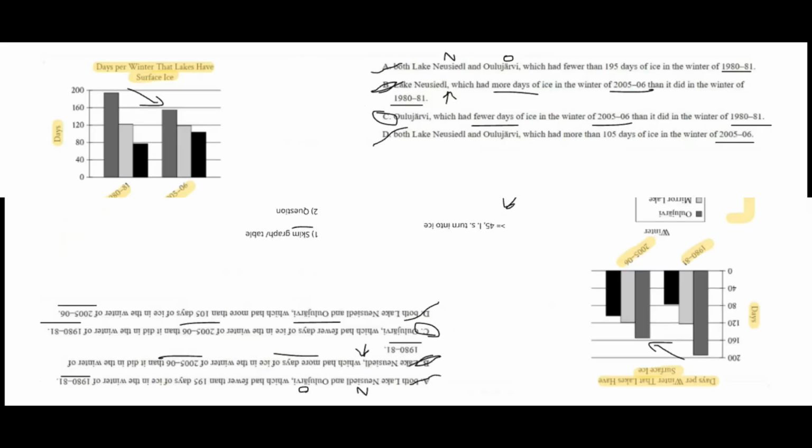Both Lake N and O had more than 105 days of ice in the winter of 2006. Now this option is almost the same as A because it talks about only this specific time and does not mention the time before that, so answer choice D is wrong and that leaves us with answer choice C. Now let's move on to the next question.